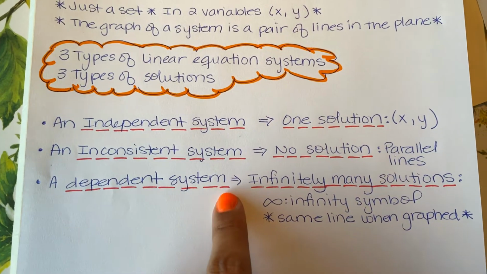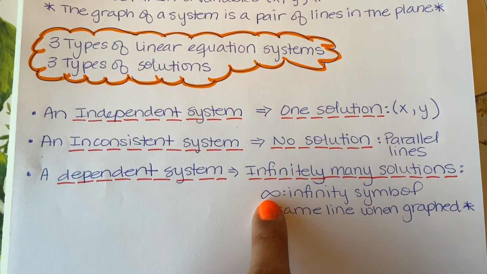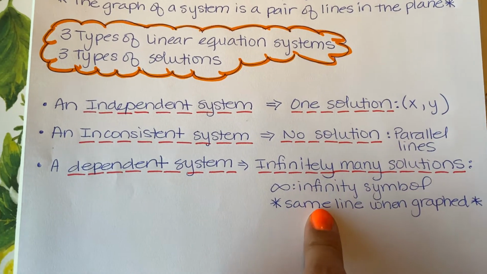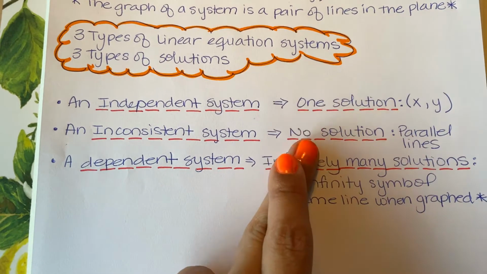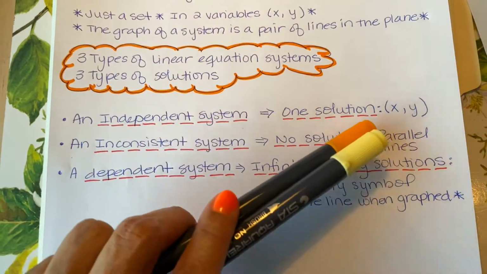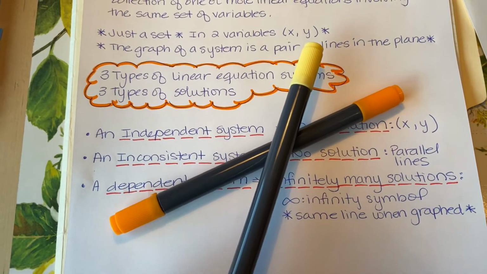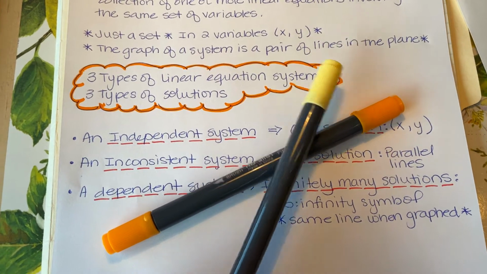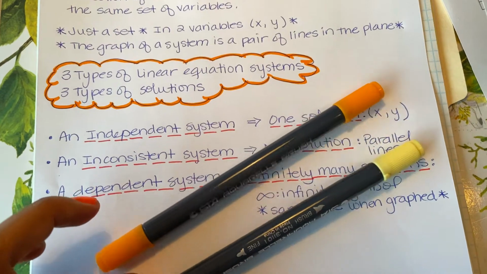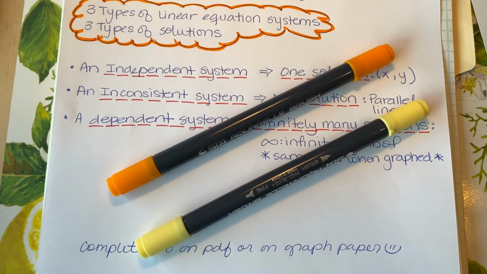A dependent system would be infinitely many solutions, and that's the infinity symbol, right? And it's the same line when graphed. So when you graph the two lines, they're going to be right on top of each other. An independent system is one solution. That's when you have one line and another line crossing, and that intersection is your solution. An inconsistent system is no solution because they're two parallel lines, so they look like this. They're never going to intersect. That's what it's going to look like on your paper.